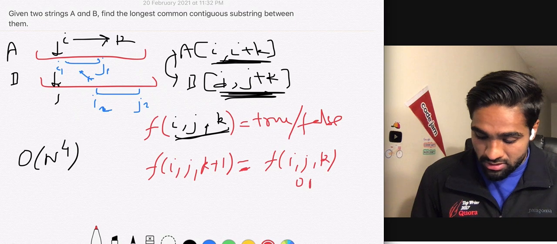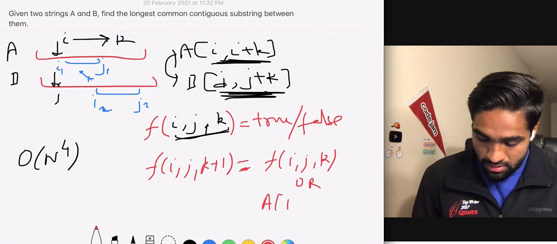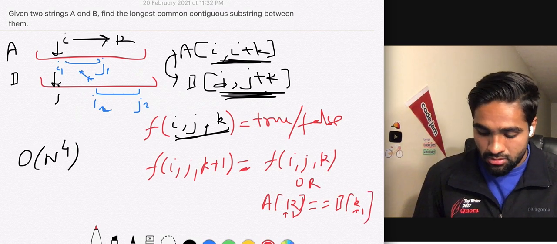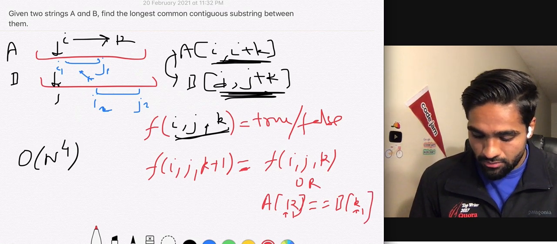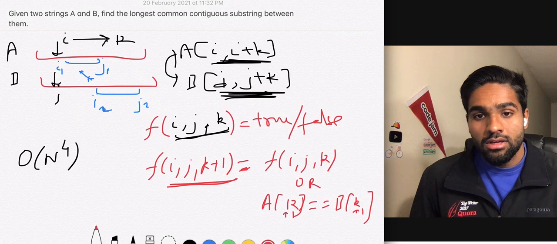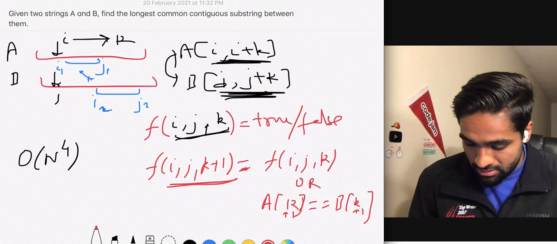Take an OR with a of k equal to b of k. Actually, this should be k plus 1, right? We are saying that this is true only if f of ijk is true. Oh, actually, this should be an and. My bad.